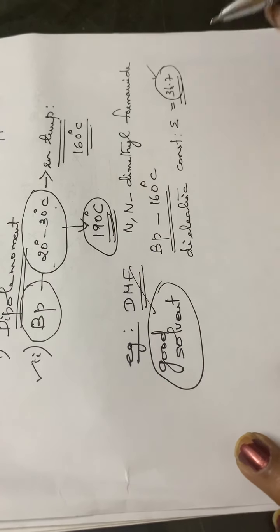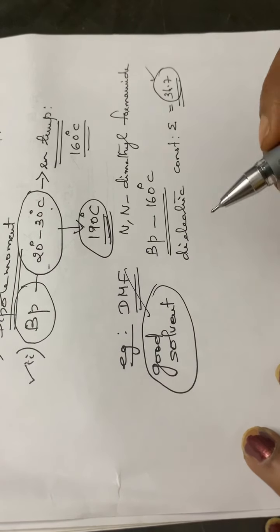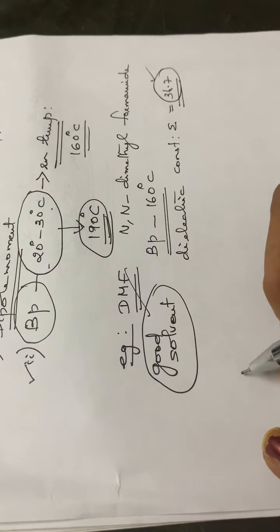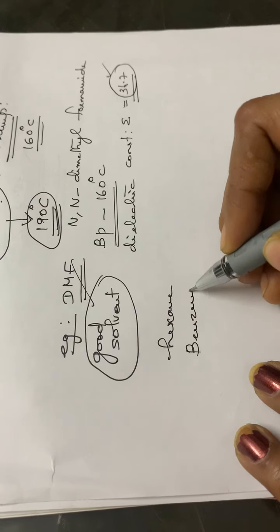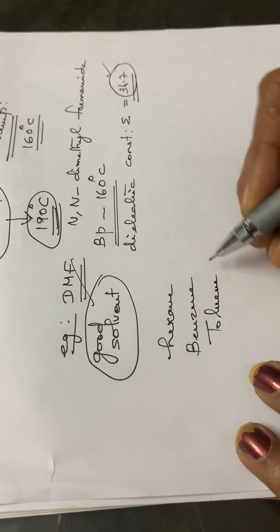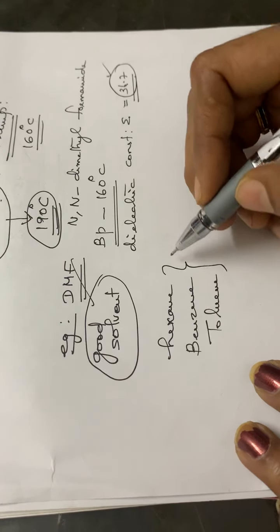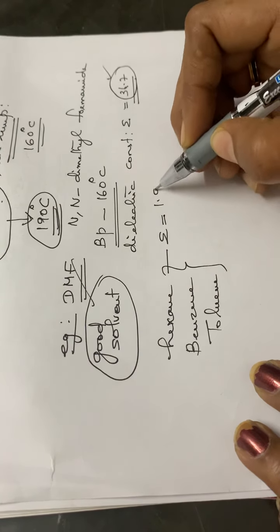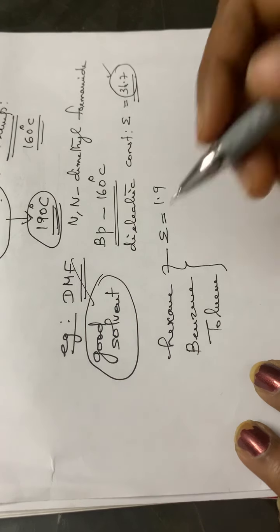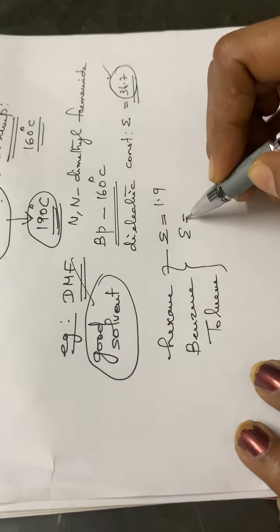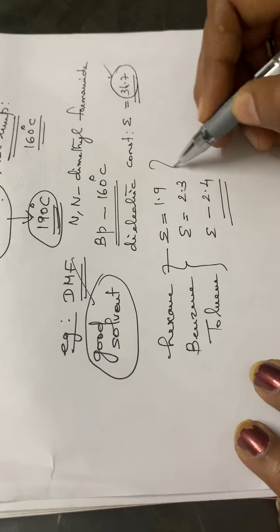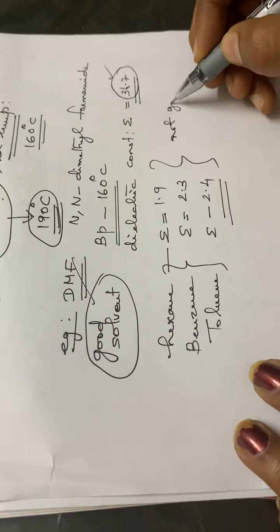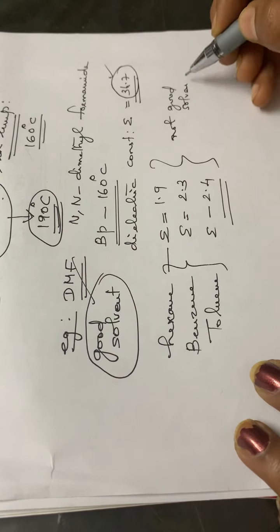Then normally while we are doing an organic reaction at a temperature without microwave, we are using solvents such as hexane, benzene, toluene, etc. Hexane, benzene and toluene we are using as the organic solvents normally in our lab, and hexane has a dielectric constant of about 1.9. Then benzene has a dielectric constant of 2.3, and toluene about 2.4. That means they are not good solvents.